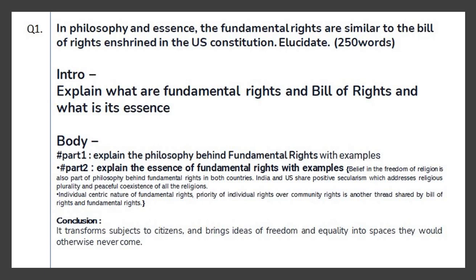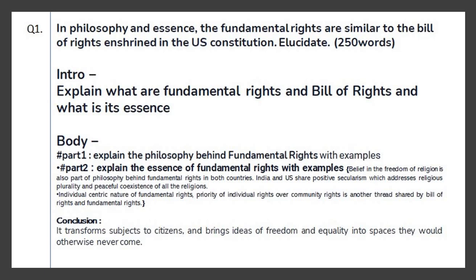If you have studied the NCERTs now, then this question is really easy. The question is, in philosophy and essence, fundamental rights are similar to the Bill of Rights enshrined in the US Constitution. Elucidate. Now, first of all, your vocabulary should be good. Elucidate means you have to explain what is the similarity between fundamental rights and Bill of Rights which are mentioned in the US Constitution. Fundamental rights of the Indian Constitution and Bill of Rights of the US Constitution.